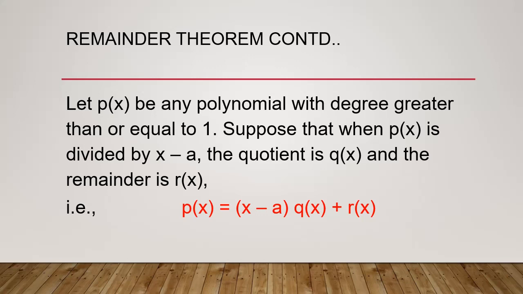Now, let p of x be any polynomial with degree greater than or equal to 1. Suppose that when polynomial p of x is divided by x minus a, the quotient is q of x and the remainder is r of x, and it can be simply represented as p of x equals x minus a into q of x plus r of x. We have replaced our divisor by x minus a.